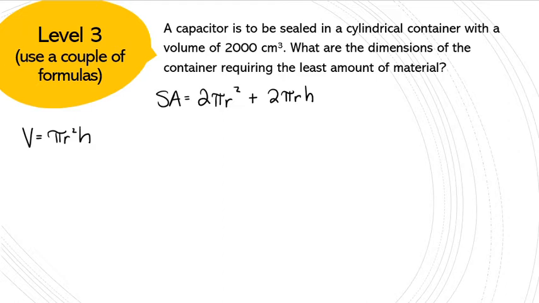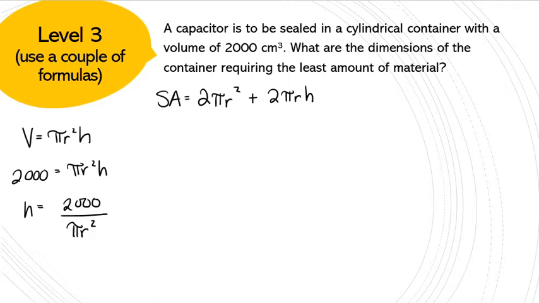I have a volume given to me, so that's not going to be my main formula. That's going to be my formula that I use to isolate a variable. Which variable am I going to isolate? H. It's less common. It's only in this one. So I'm going to isolate h in the volume formula because I know that I want it to be 2,000 centimeters cubed. pi r squared h, which means that h is going to be equal to 2,000 over pi r squared.